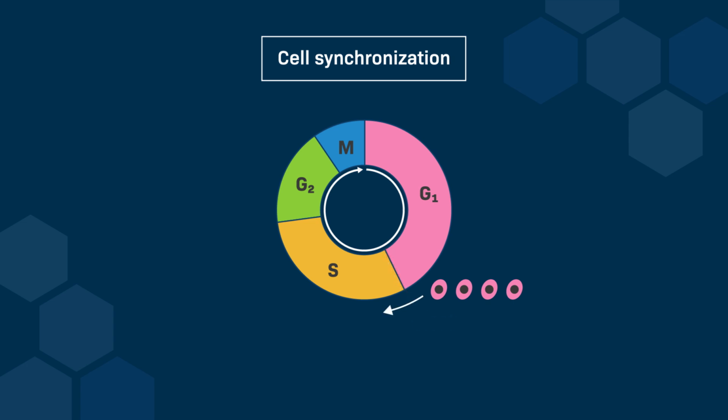In the second step, the drug is removed from the culture medium, which allows the cells to resume their cell cycle. As a result, all the cells in the culture enter S phase simultaneously. The cells are synchronized for at least one round of the cell cycle. Now let's explore the type of experiment that can be conducted on these synchronized cells.